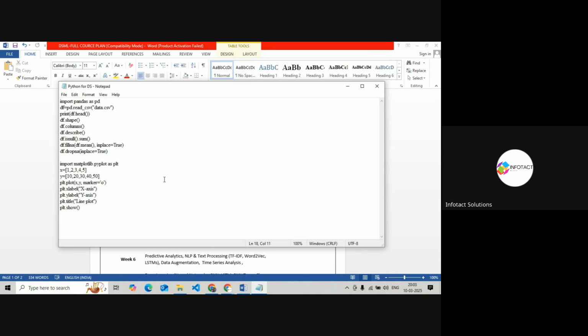So when it comes to precision, what is the formula? TP upon TP plus FP.